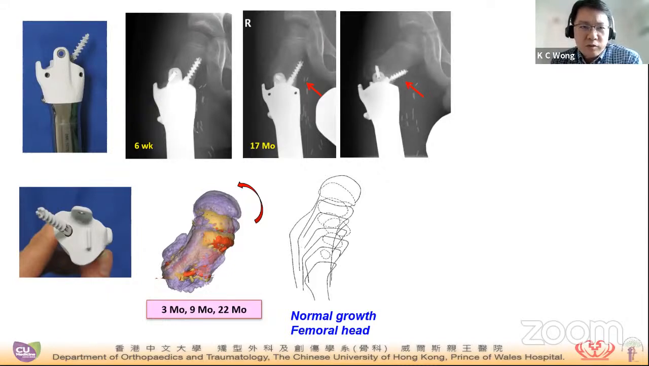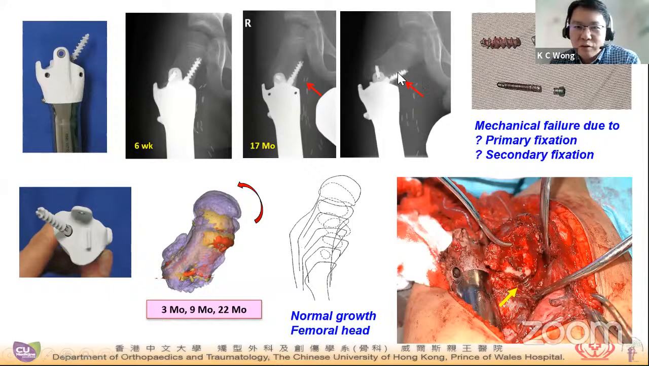In this sort of case, if you replace it with some sort of prosthesis, we have a well-growing femoral head on one side, while on the other side we would have dysplastic growth, with a lot of issues of subluxation and dislocation. So we were very excited that we could do this, but later on we found that it was not working as we thought. So it broke in the end.